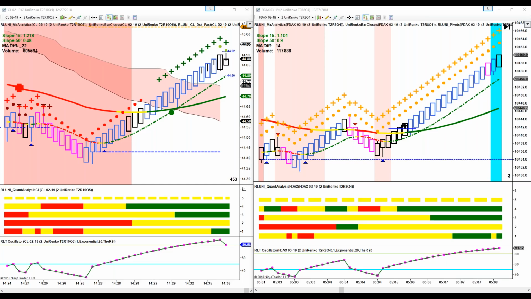Gary's room, Robert, he's going to be trading at 4 a.m. and he likes crude. He likes the euro currency. Right now he's trading the 6E. He may trade the DAX. I'm leaving it up to him.